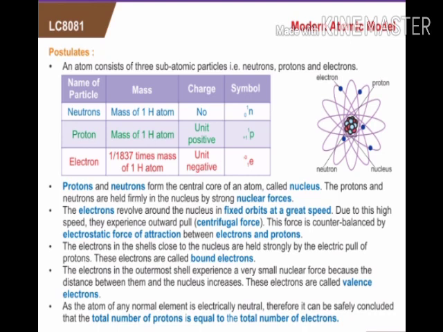The electrons in the outermost shell experience a very small nuclear force, because the distance between them and the nucleus increases. These electrons are called valence electrons. Total number of protons always equals total number of electrons in a neutral atom.